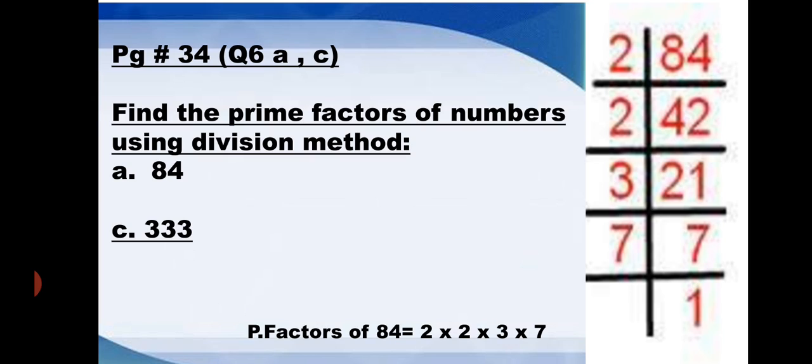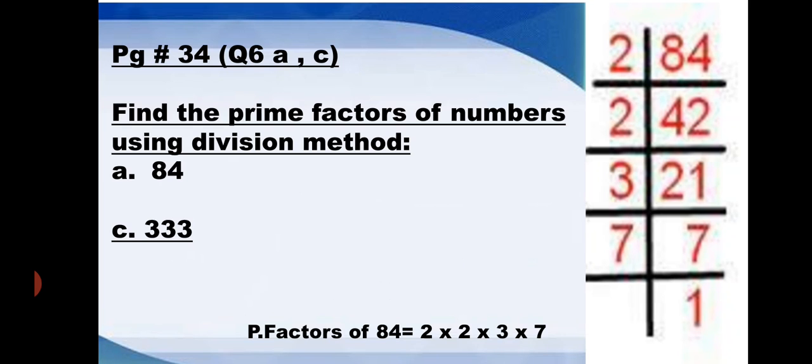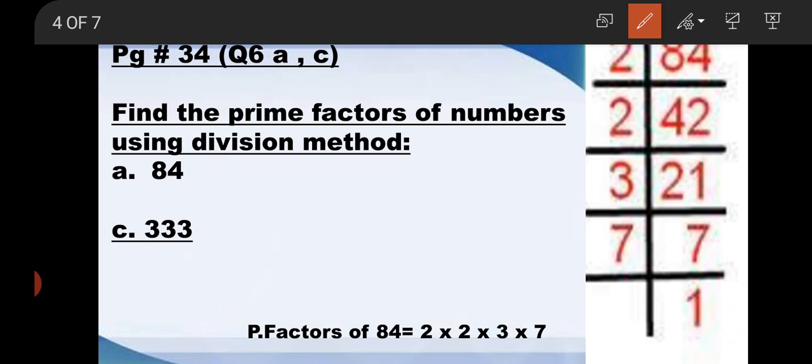But in 4 and 2, students, 2 is a prime number. So we will take 2. 2 42s are 84. Now we have 42 students, and we have to look for the factors of 42.